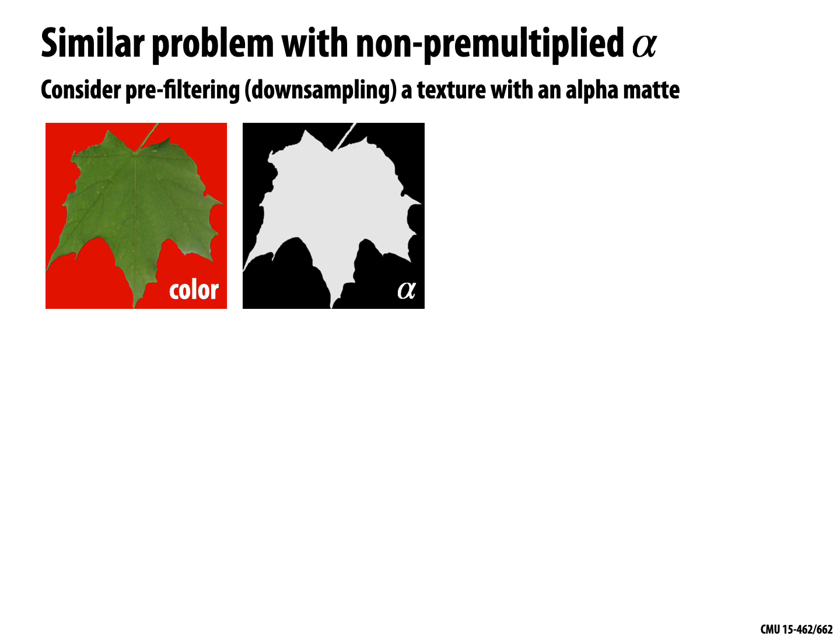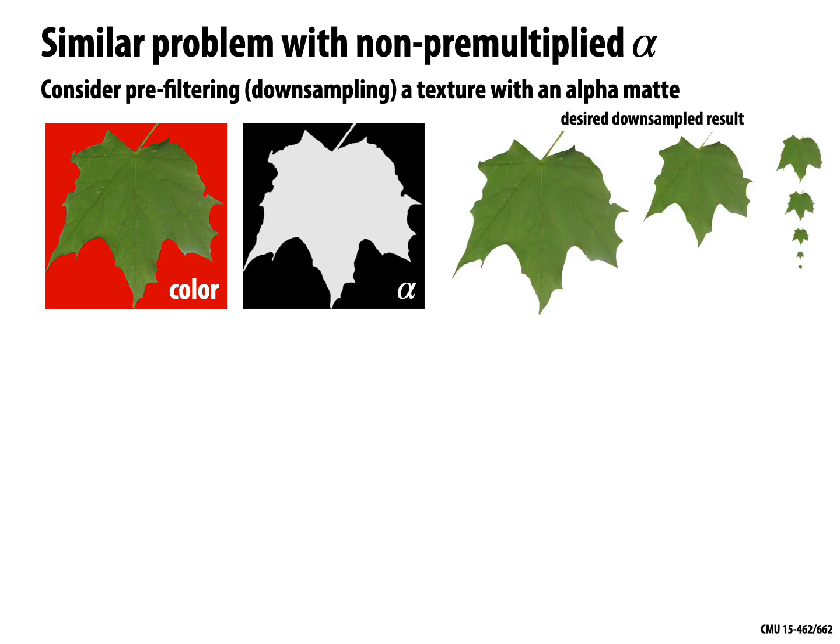I want to render leaves in my scene. I have trees made of polygons. I want to draw leaves as just quads with textures on them. Okay, and to do this in a nice way, I want to MIP map my textures so I get nice filtering. So I'd like to build MIP maps like this. What's going to happen if we don't pre-multiply alpha?